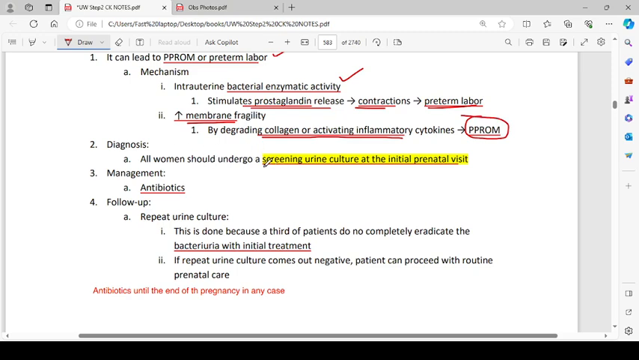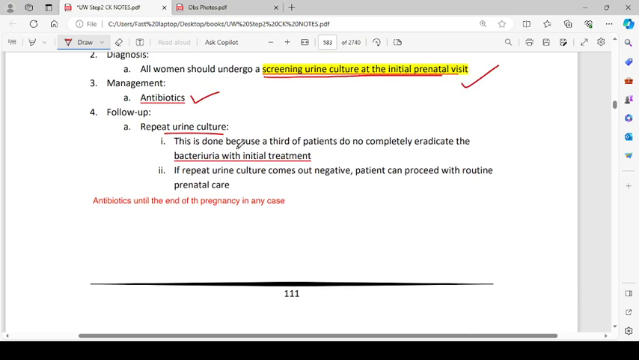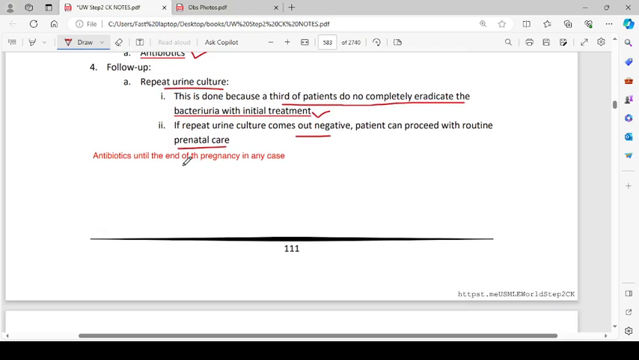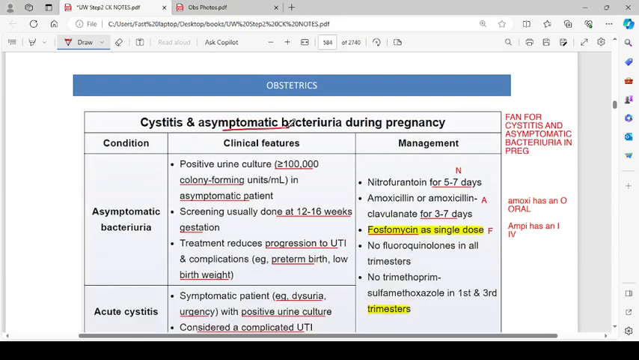Diagnosis: all women should undergo a screening urine culture at the initial prenatal visit. How do we manage that? We give antibiotics, follow up, and repeat urine culture. This is done because a third of patients do not completely eradicate the bacteriuria with initial treatment. If repeat urine culture comes out negative, patients can proceed with routine prenatal care. Then we have cystitis and asymptomatic bacteriuria during pregnancy.